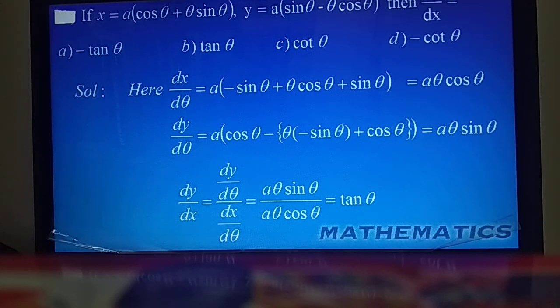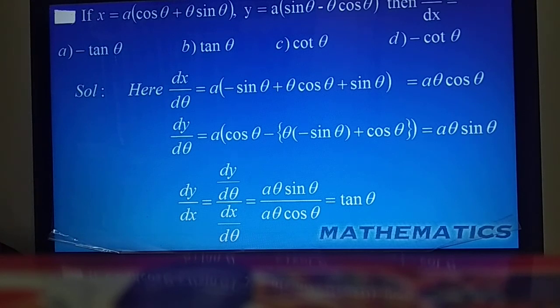Here, to find the relation between dy and dx, we use the relations of x with theta and y with theta. So dy by dx can be written as dy by d theta upon dx by d theta. First we find dx by d theta. We get a theta cos theta. Similarly, find dy by d theta. We get a theta sin theta. Now we can find the division, dy by dx equal to dy by d theta upon dx by d theta, and we get the result tan theta.